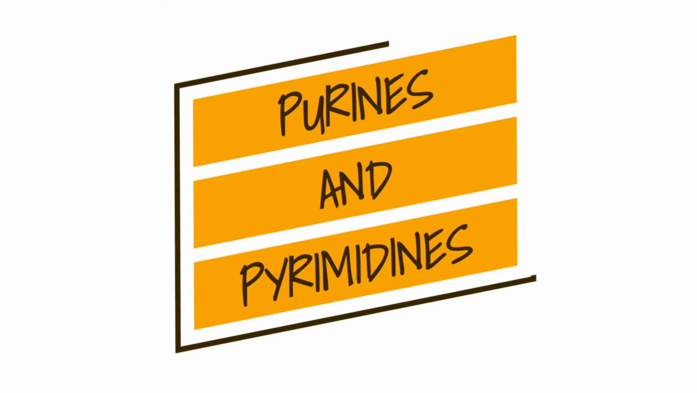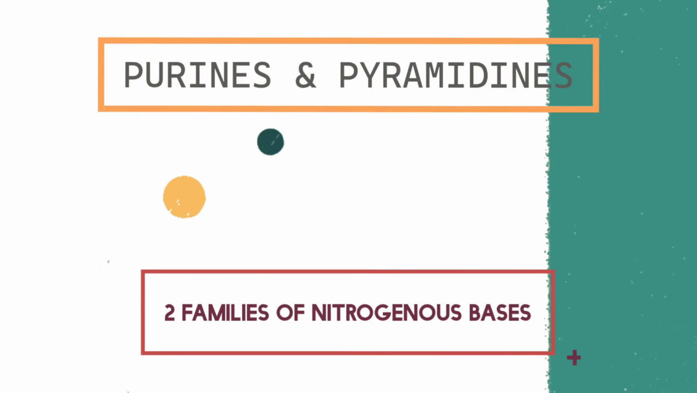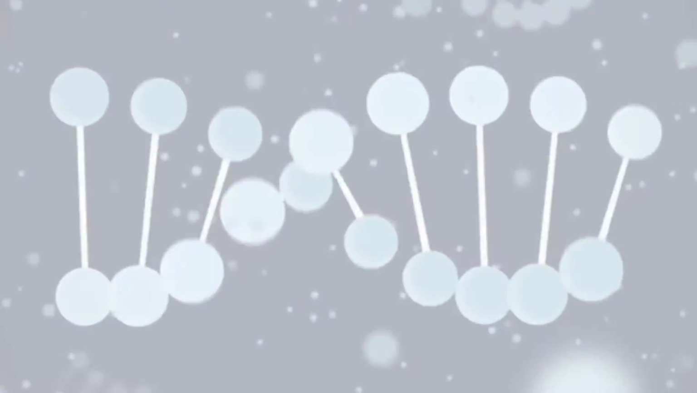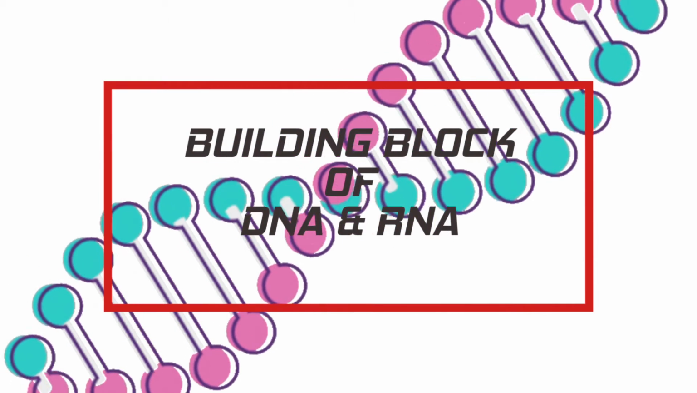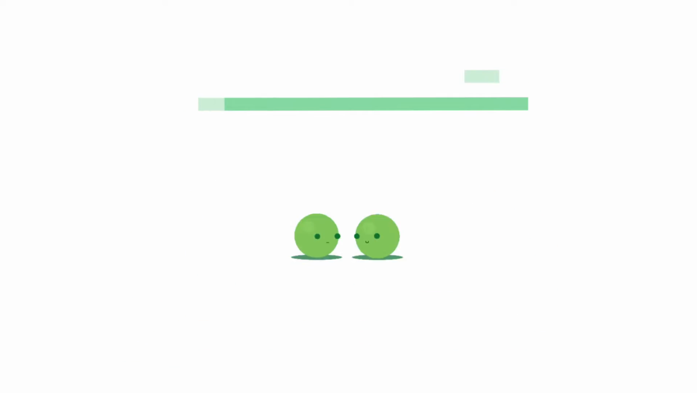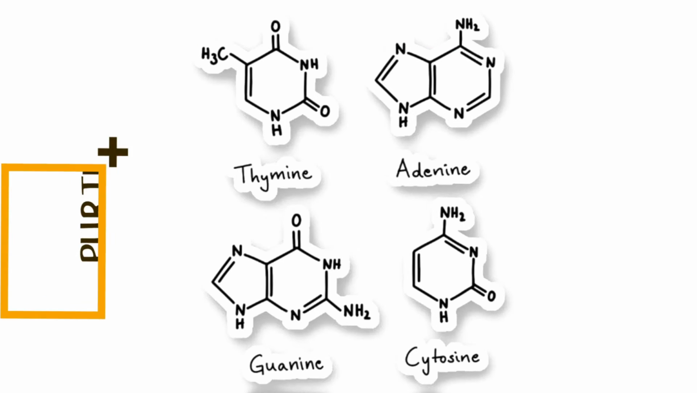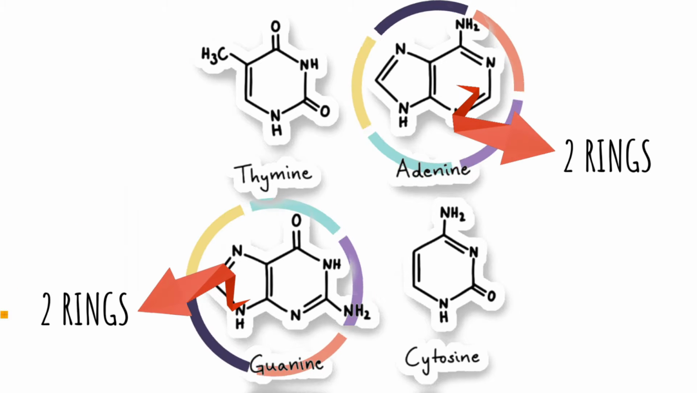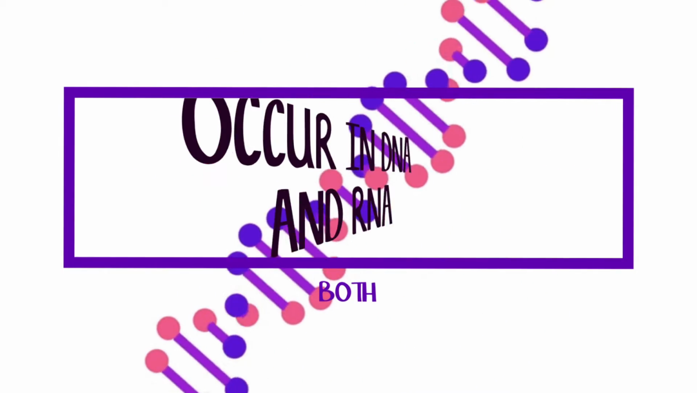Purines and pyrimidines. Purines and pyrimidines are two families of nitrogenous bases that make up nucleic acid. In other words, they are building blocks of DNA and RNA. While they are similar in many respects, there are a number of key differences between them. Purines are adenine and guanine. They are both composed of a double ring structure and are larger than pyrimidines. Both of these occur in both DNA and RNA.